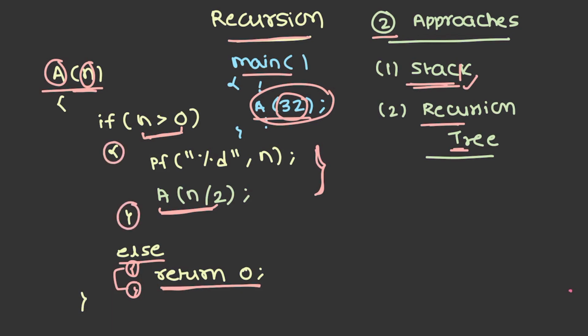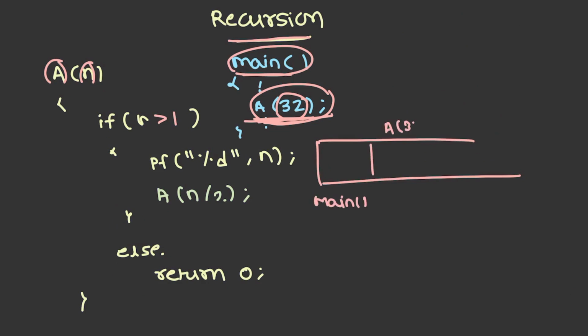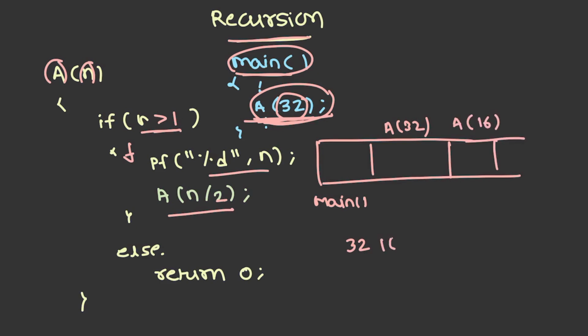First, let's look at this solution with the help of the stack approach. A function call has been made from the main function, so initially the main function will be pushed onto the stack. Now a function call a of 32 has been made. Is 32 greater than 1? Yes, true, so it enters the conditional statement. Now the value 32 will be printed. Again the function call will be made for a of n by 2, so a of 16 will be pushed onto the stack. 16 will be printed, and it makes a function call for a of 8. 8 is greater than 1.